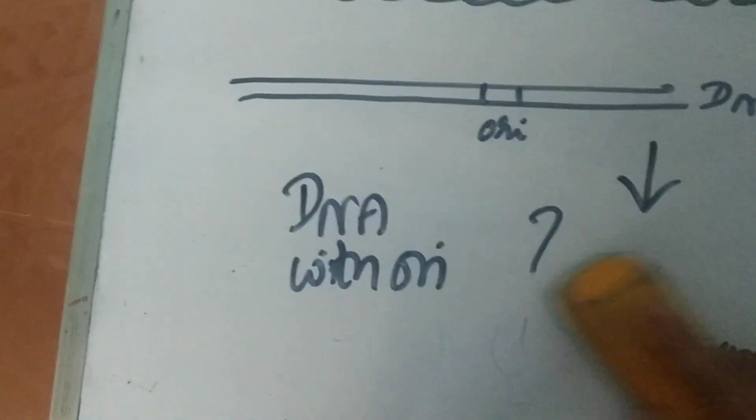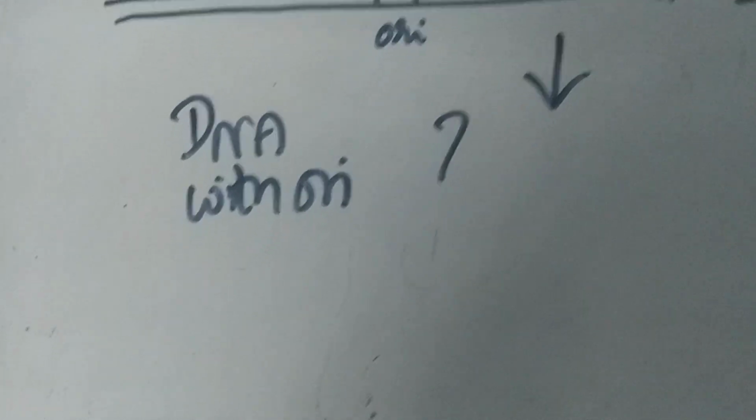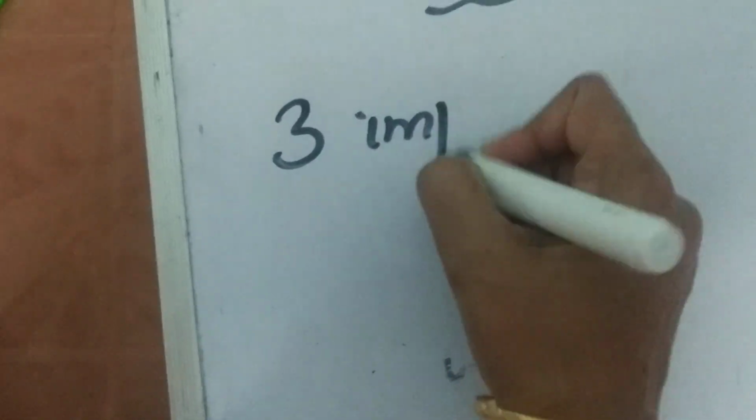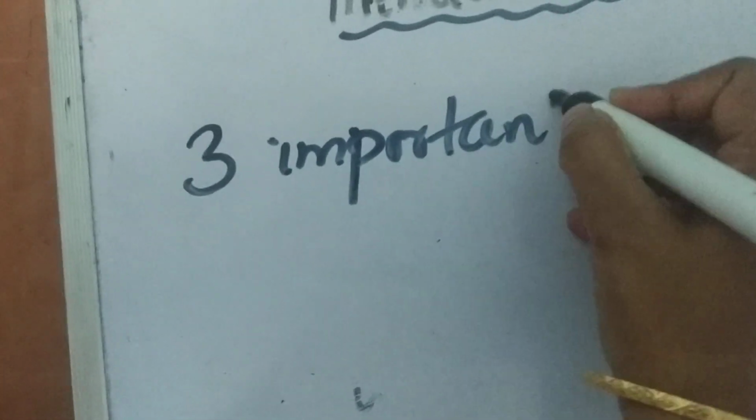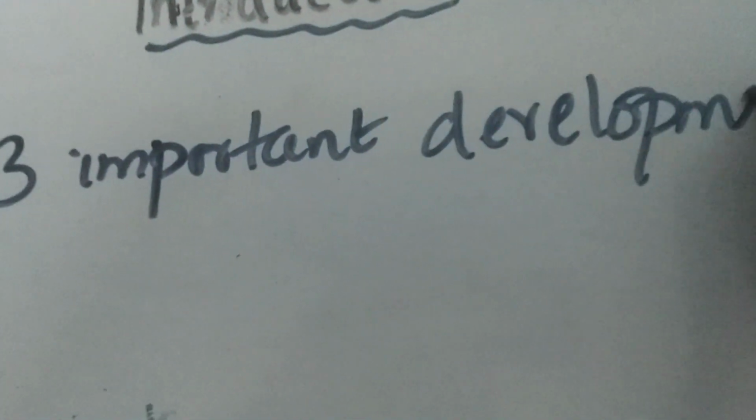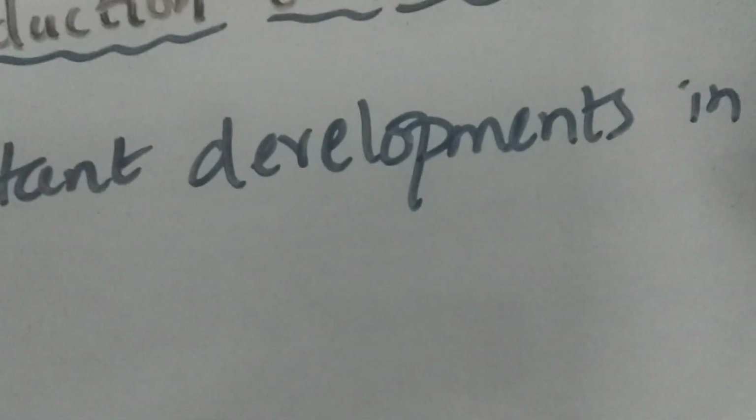So along with this, there were three important developments that took place in the 1970s. You can write this down in your copy also. Three important developments in the 1970s.